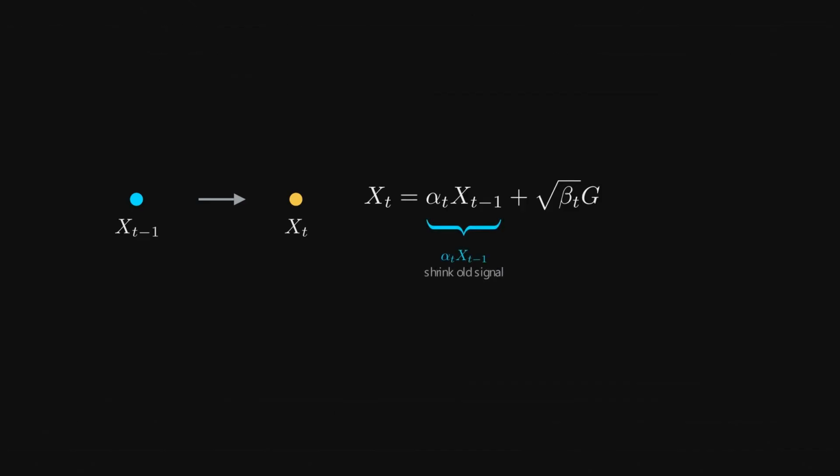This equation has 2 jobs. The first term, alpha_t times x_{t-1}, keeps some of the old signal. Usually, alpha_t is less than 1, so it slightly shrinks the previous data. In plain English, it keeps the old image, but makes it a bit weaker. The second term, sqrt(beta_t) times g, adds Gaussian noise. Here, g is independent Gaussian noise. The value beta_t controls the noise variance, and sqrt(beta_t) is the scale of the noise we actually add. So at every step, we do 2 things: preserve a little signal, inject a little randomness.